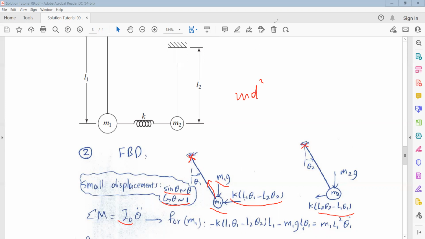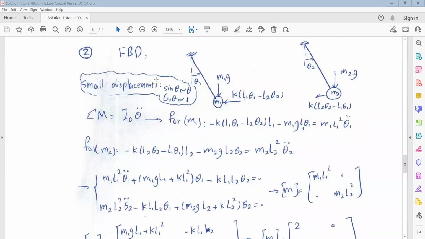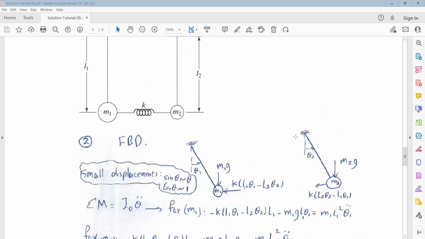So we need to substitute and simplify. Easily you can extract the equation of motion by writing the moment equation for both pendulums about the mass center. And for the spring, please pay attention that because theta 1 and theta 2 are both in the counterclockwise direction, when we assume that both masses are moving in the positive direction of theta, the mass m1 will go to the right, and the mass m2 will go to the right as well.